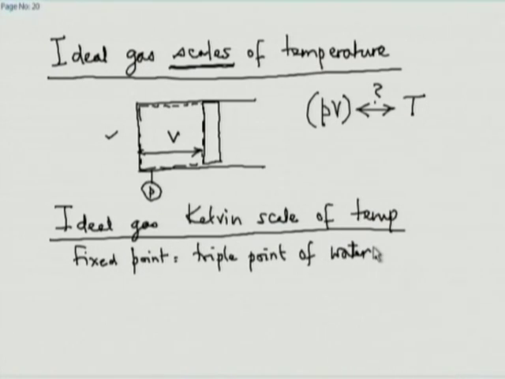Triple point of water, we will see tomorrow when we study properties of water and steam, is the state where all the three phases of water, whether it is solid, the ice, liquid, that is water, and gaseous, that is vapor or steam, exist together in equilibrium at the same pressure and same temperature.